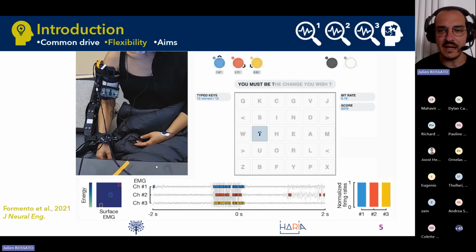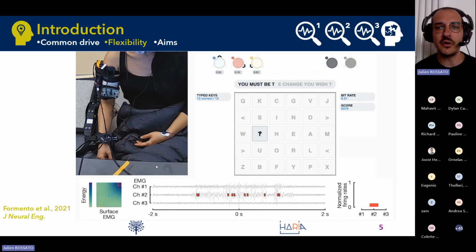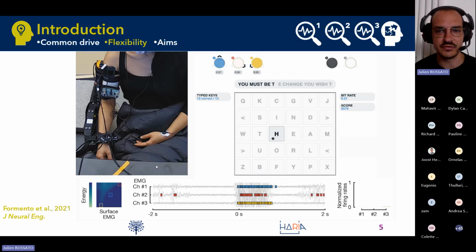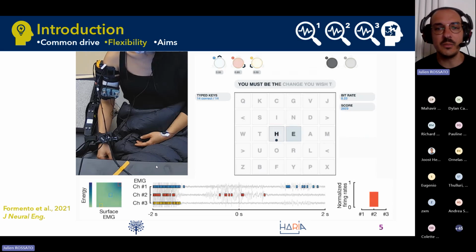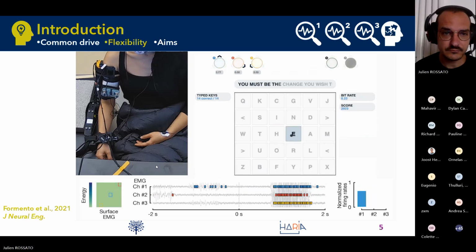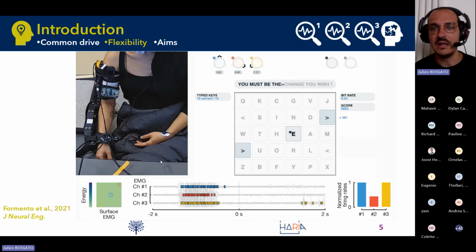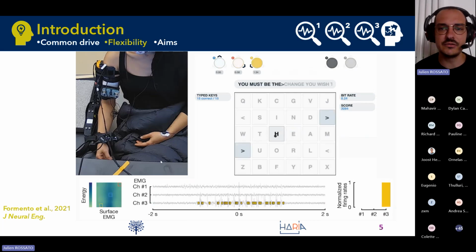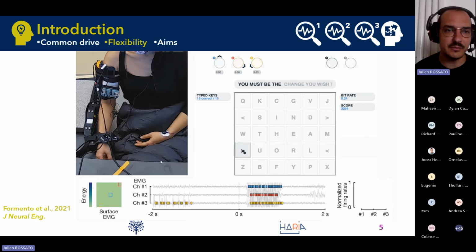identifying their discharge patterns in real time could offer a lot of augmentation or restoration potential. For example, here we can see a person controlling a cursor. The cursor is here, and the person is controlling this cursor using the activity of 3 motor units.